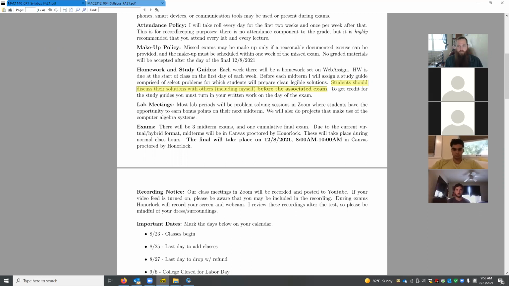And then submit the work as soon as you can. That way I can get in there and mark it and give you some feedback, and you'll be nice and ready for the test. No surprises. Again, to get credit for the study guides, you have to turn in the written work no later than the day of the test.